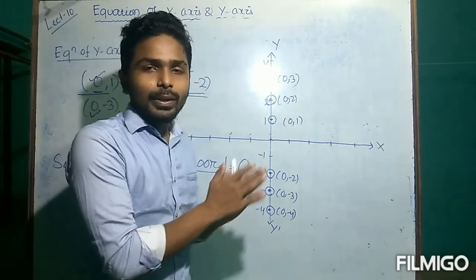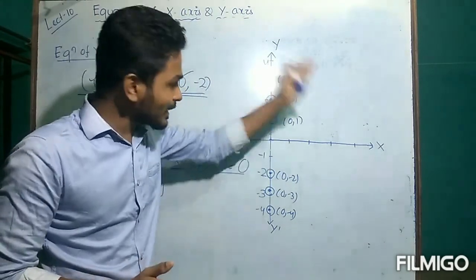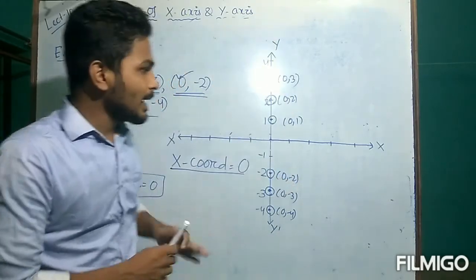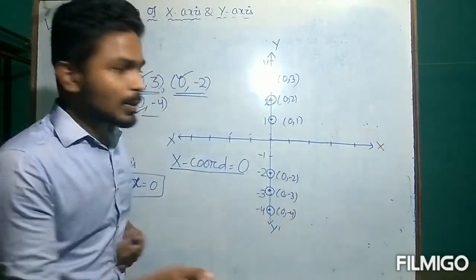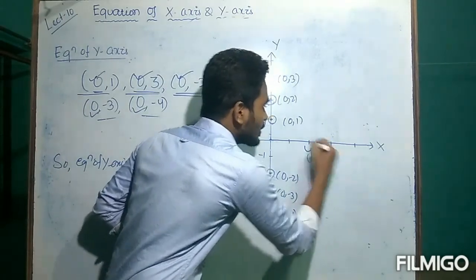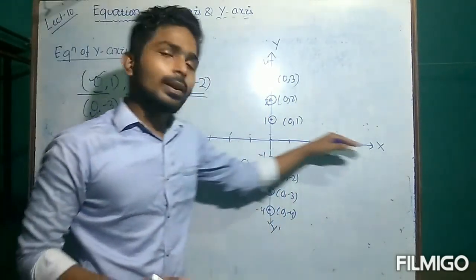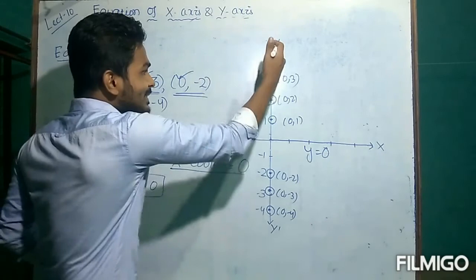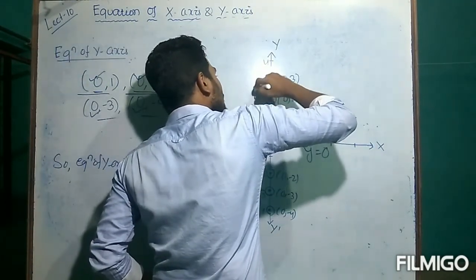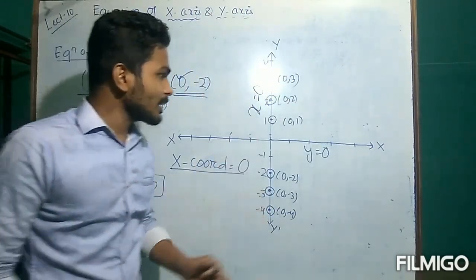Understood now how we can find the equation for the x-axis and for the y-axis. For the x-axis the equation is y is equal to 0, because the y coordinate is 0 here. For the y-axis the equation is x equal to 0, because the x coordinate is 0 here.